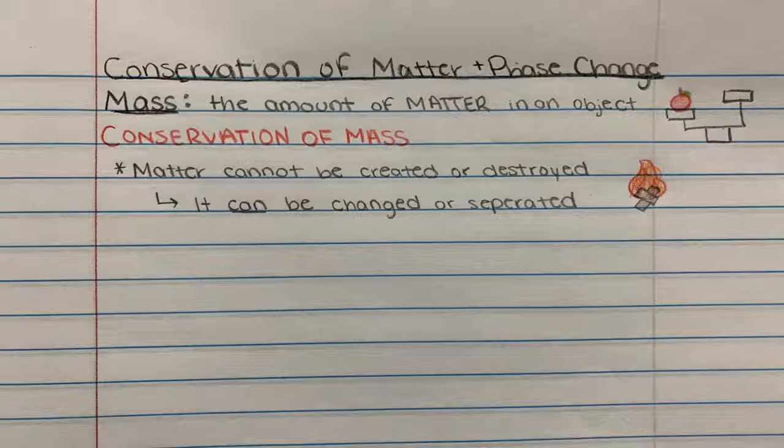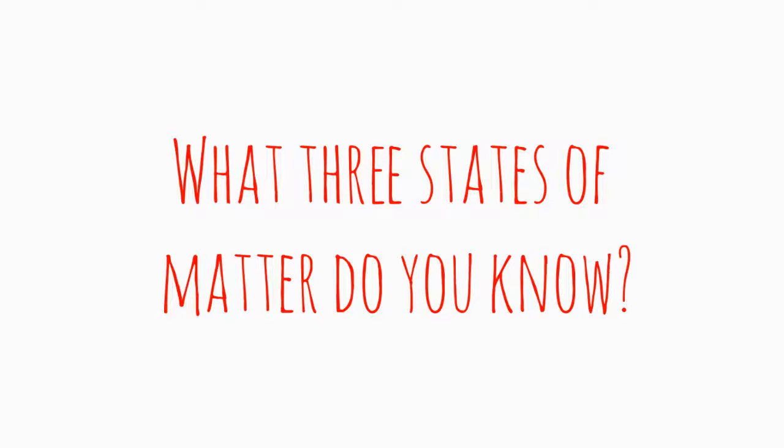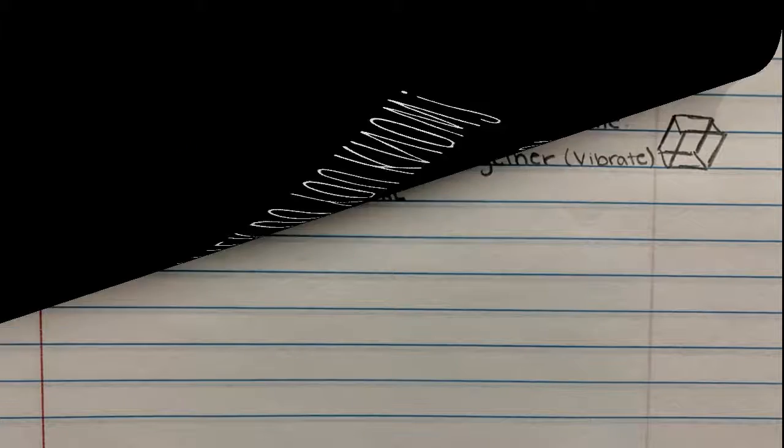So when we're talking about the conservation of mass and matter, what we have to look at is what our different states of matter are, and that's what we're going to talk about next. When we talk about our states of matter, what are the three that you know? Go ahead, take a moment, say them out loud. Let's do some Dora the Explorer stuff in here, right? What three states of matter do you know? Well, let's turn the page and see if you're right.